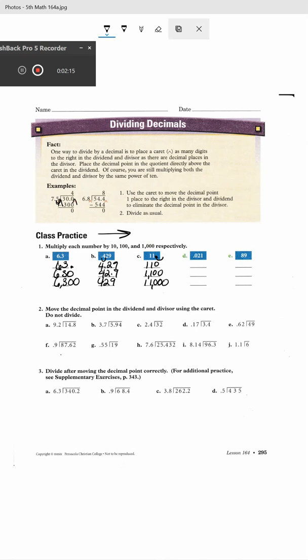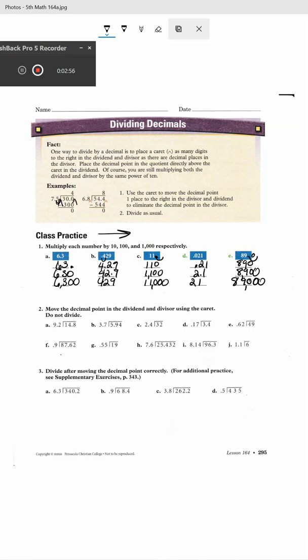0.021 has the decimal all the way to the left, so we move it over one place for the 10, 2 places. And you don't need that 0 anymore, so don't write it. And then times 1,000. 89 already has the decimal at the end. So at this point, we move the decimal over once and add that 0 in that empty spot. So times 10 would be 890. Times 100 would be 8,900. Times 1,000 would be 89,000.